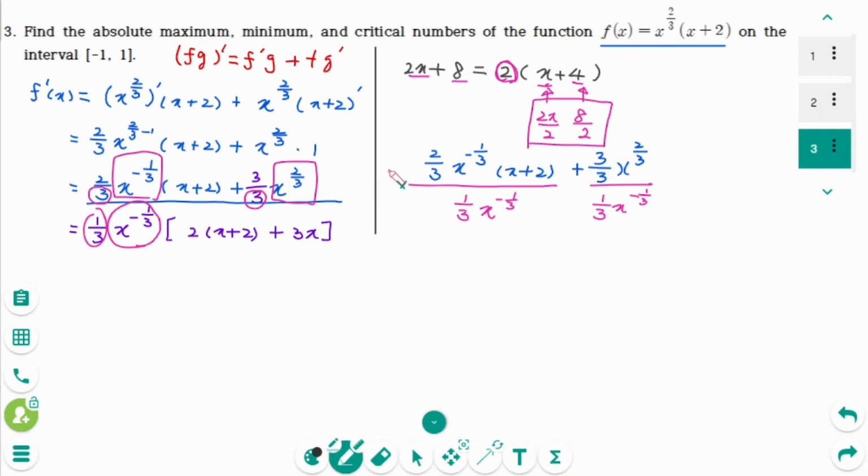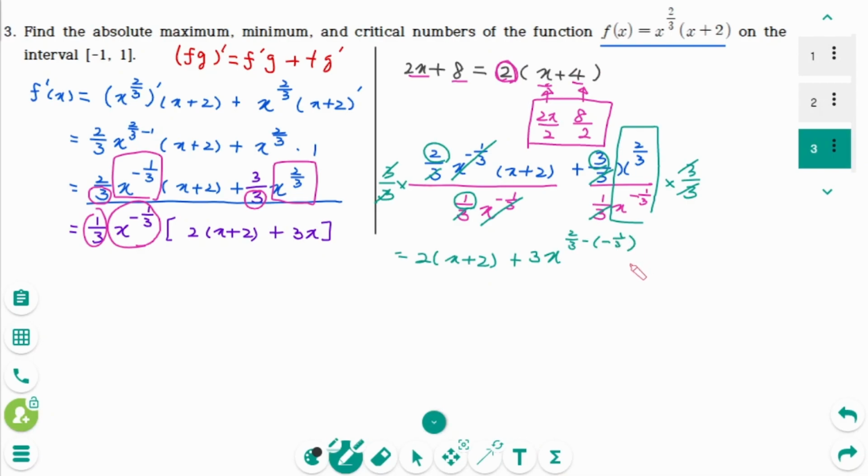Then times 3 over 3 here, the 3 is cancelled. Then 2 over 1, which is 2. Then keep x plus 2, plus 3 over 3 here. Then 3 is cancelled, 3 is cancelled, then 3. And this part, x to the power of 2 over 3 minus 1 over 3. Then the answer is 2 times x plus 2 plus 3, and this one equals 1, which is x.